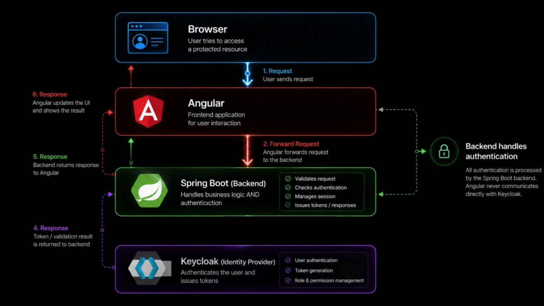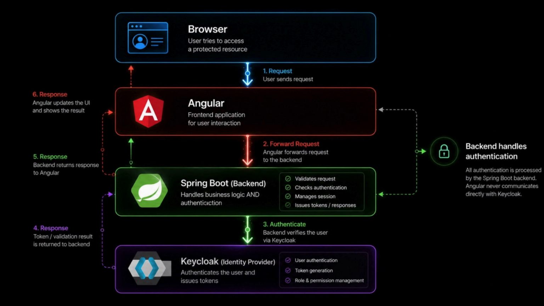Spring Boot then communicates directly with Keycloak. This is where the user's identity is verified, roles and permissions are checked, and the required access tokens are issued. Once authentication is complete, Keycloak returns the result to the backend. All security-sensitive logic remains on the server and is never exposed to the client.